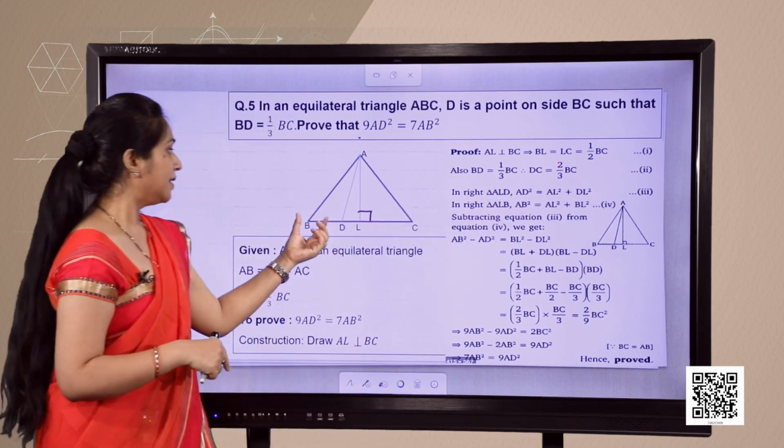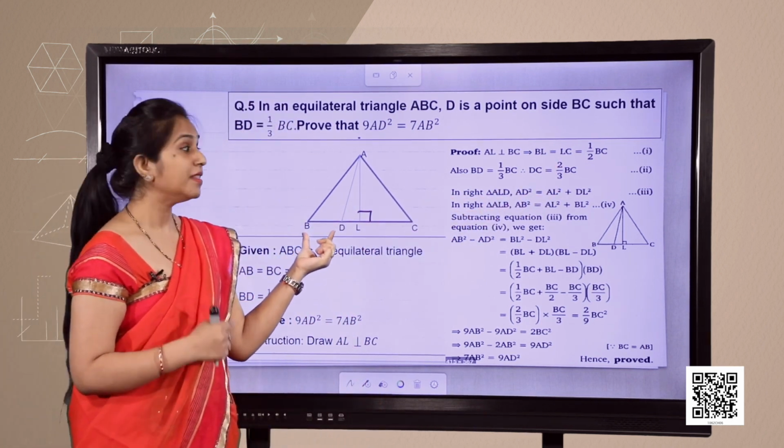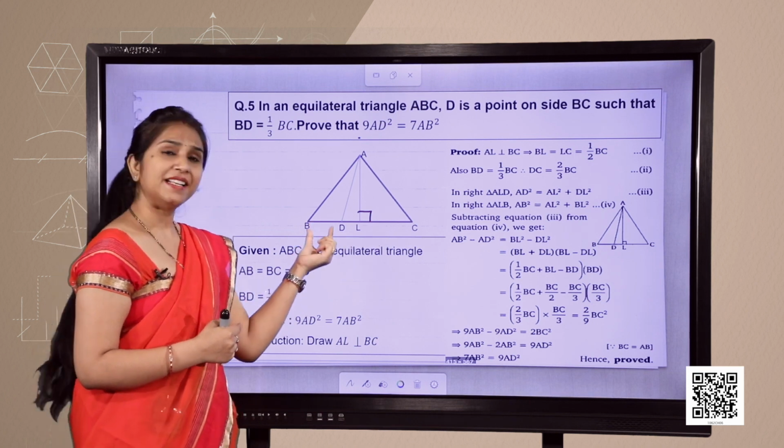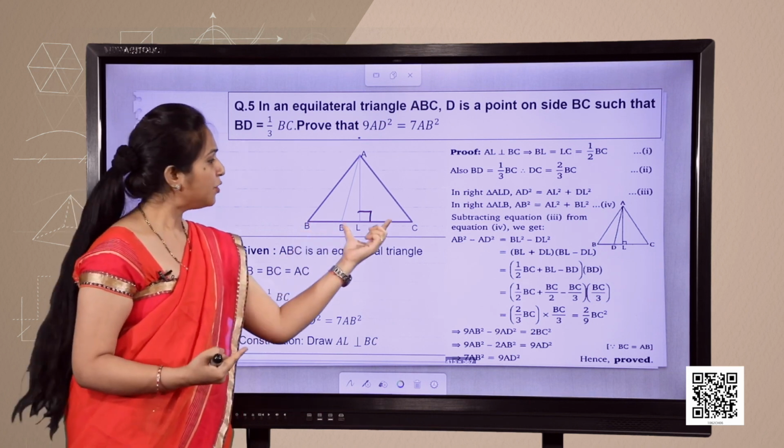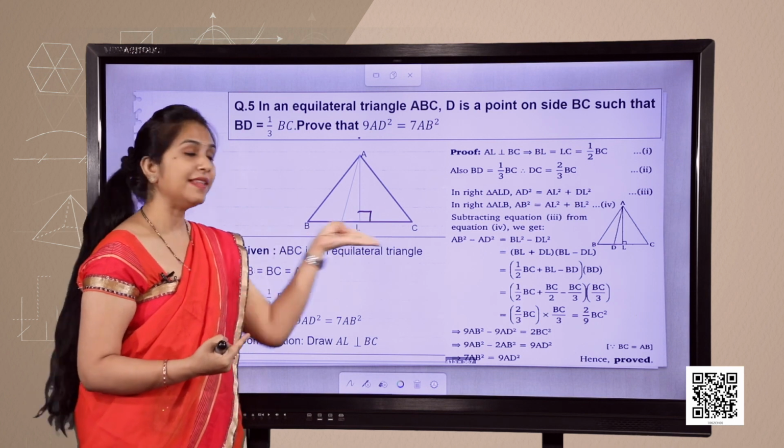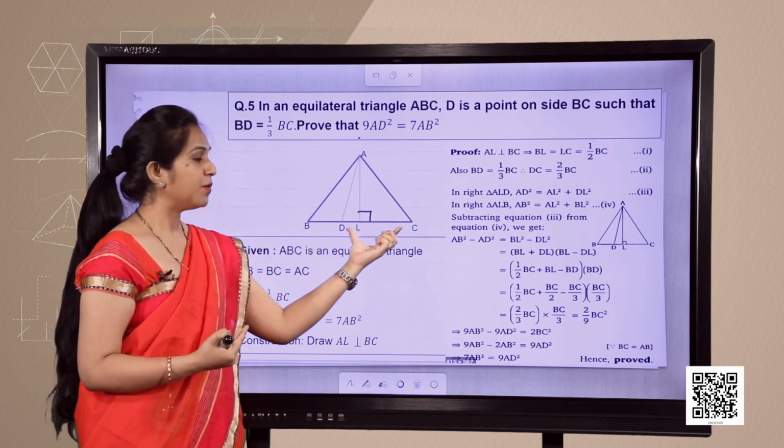And second thing, it is given to you that BD is 1/3 of BC. So if BD is 1/3 of BC, what can you say about DC? This whole length is BC. If this is 1/3, what about this side?